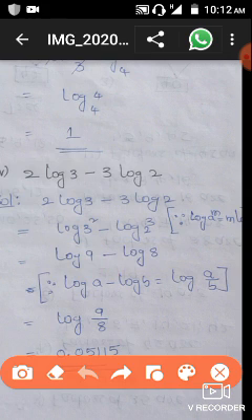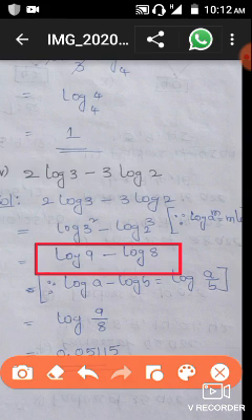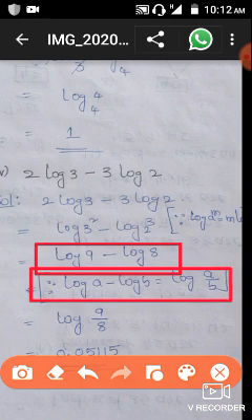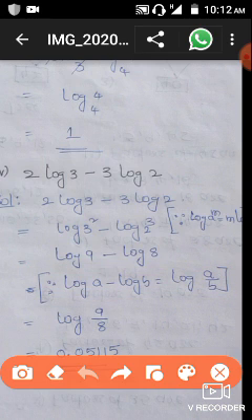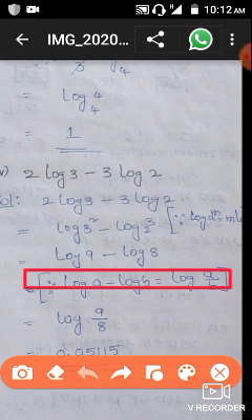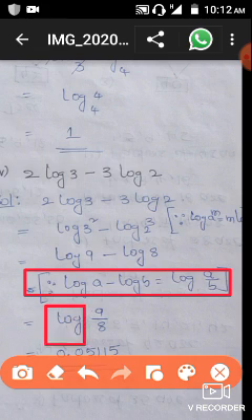Next, complete this step: log 9 minus log 8. Which formula? Log a minus log b, we can write as log a by b. So by this formula, in the place of a there is 9 and in the place of b there is 8. So it is nothing but log 9 by 8.